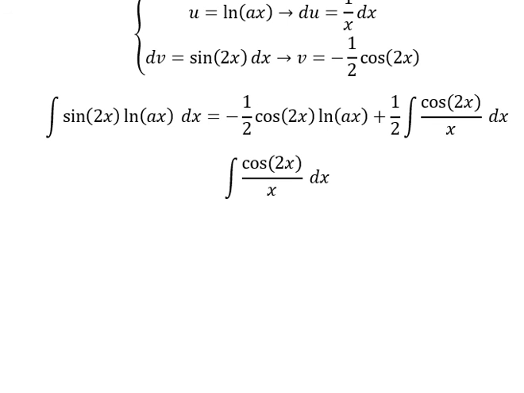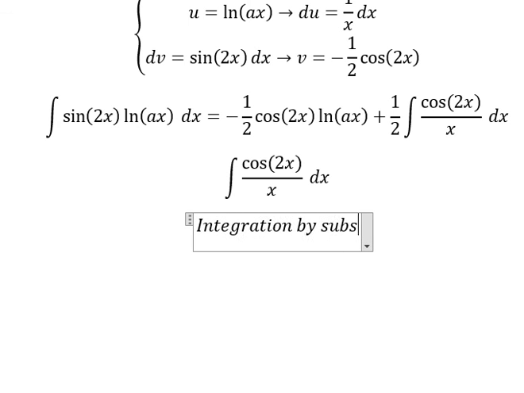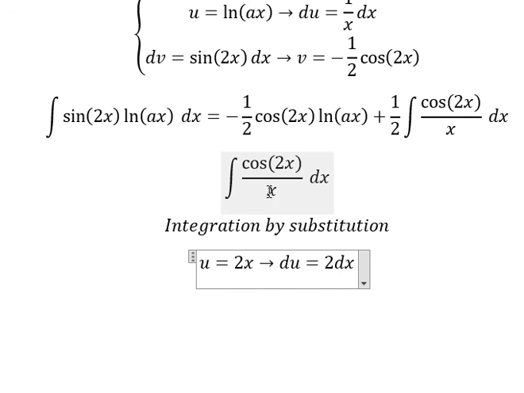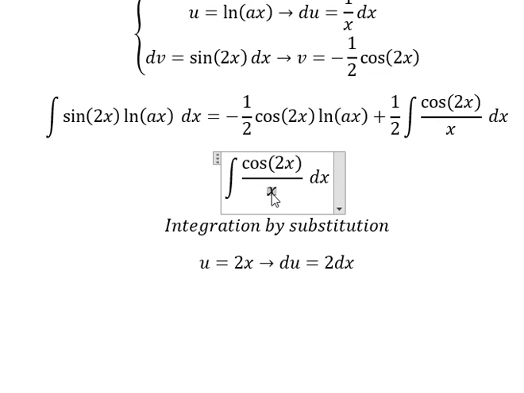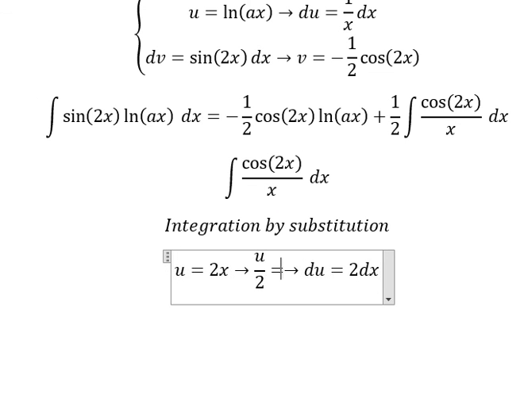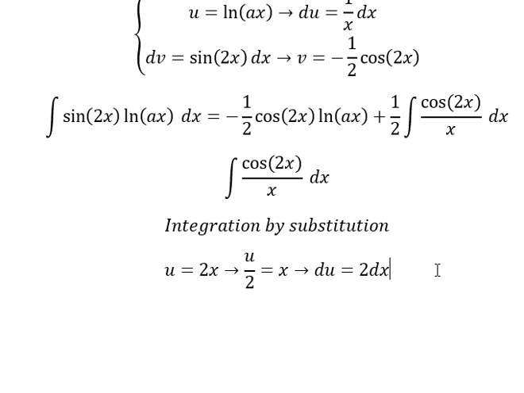So we need to use integration by substitution. So I will put u equals 2s, du. We have 2 ds. Because we don't have number 2 in here, we divide both sides by number 2.